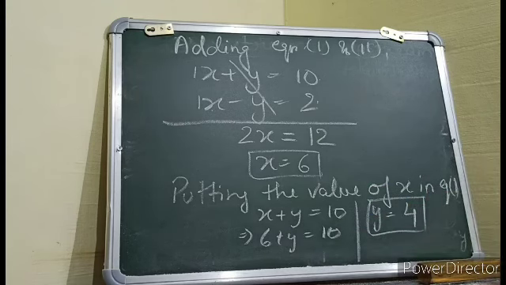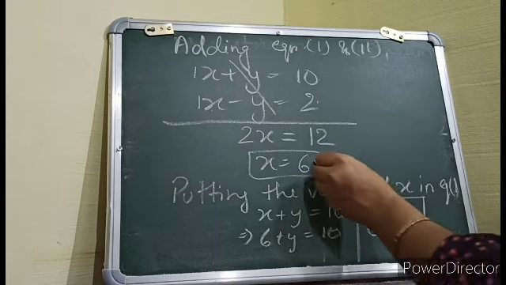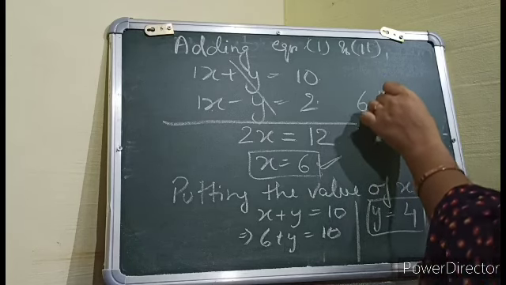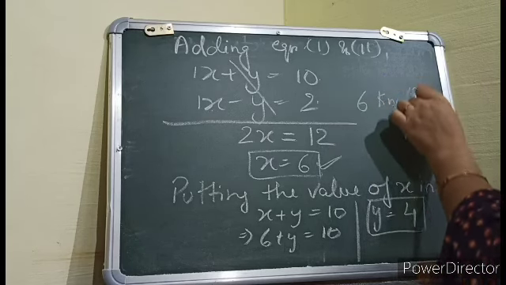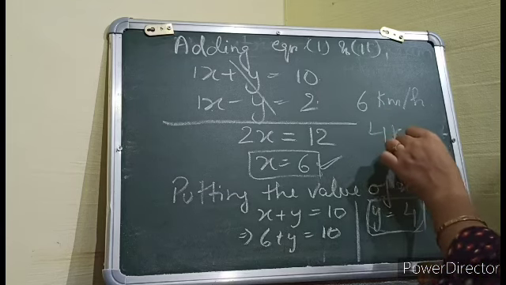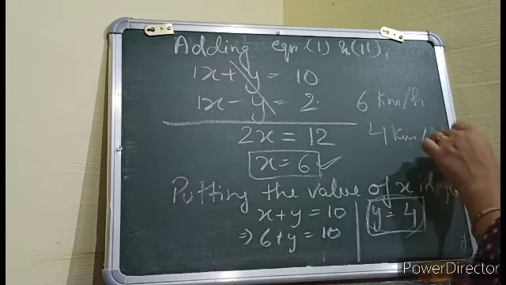So now, what have we taken? x was the speed of rowing in still water, right? We have taken x as the speed of Ritu in still water. So that is 6 kilometer per hour, and y is the speed of current that we have taken. So that is 4 kilometer per hour. So these are the two answers.